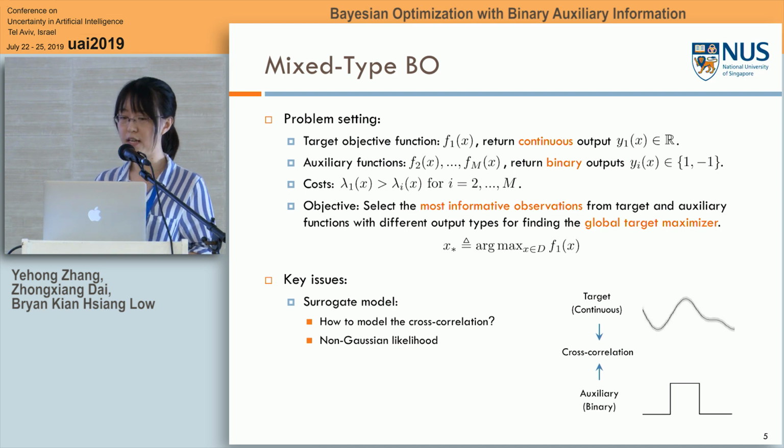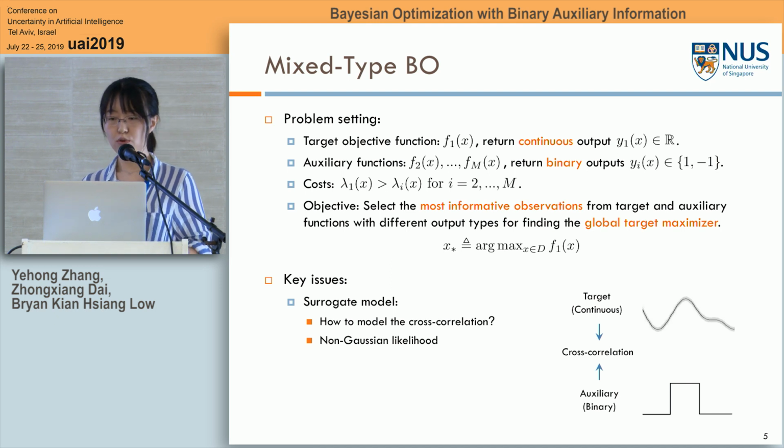The first one is about the surrogate model. When we design the surrogate model for mixed type BO, we need to consider how to model the cross correlations between the continuous and binary output. And also, for the auxiliary function, we need to consider how to deal with the non-Gaussian likelihood of them.